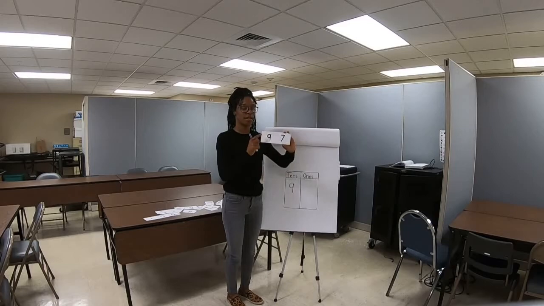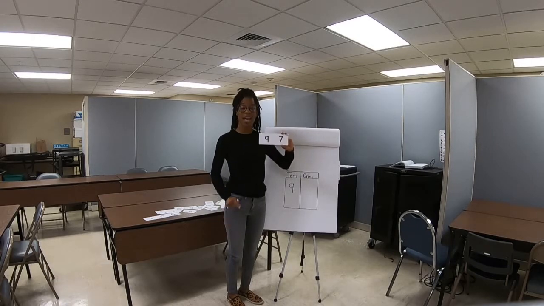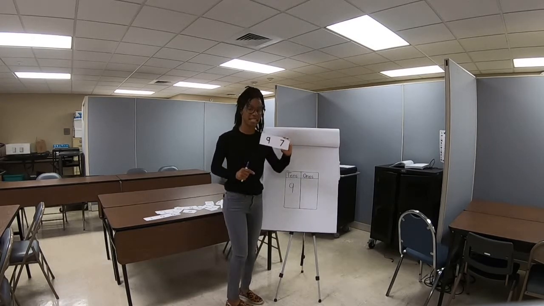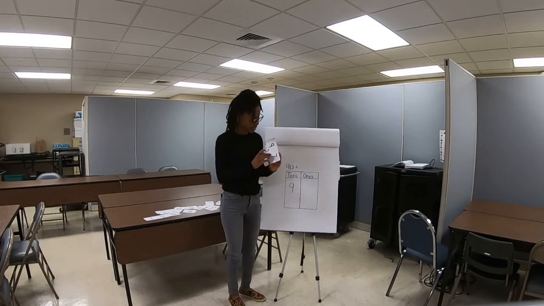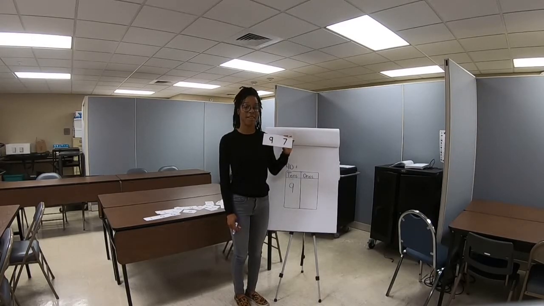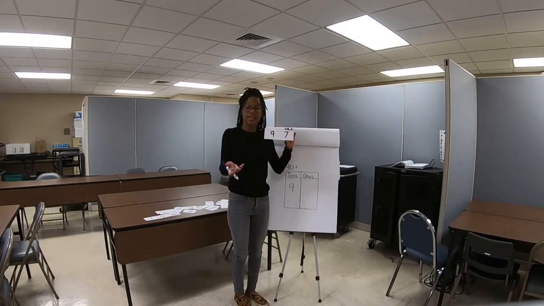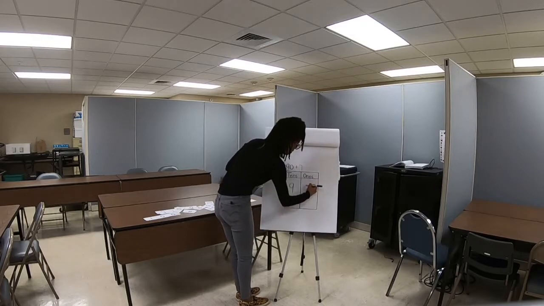So in 97, the 9 is worth how much? What's the value of 9? The value of 9 is 90. Good job. Let's put that in an addition sentence. Well, what's the value of 7? The value of 7 ones is 7. Good job.